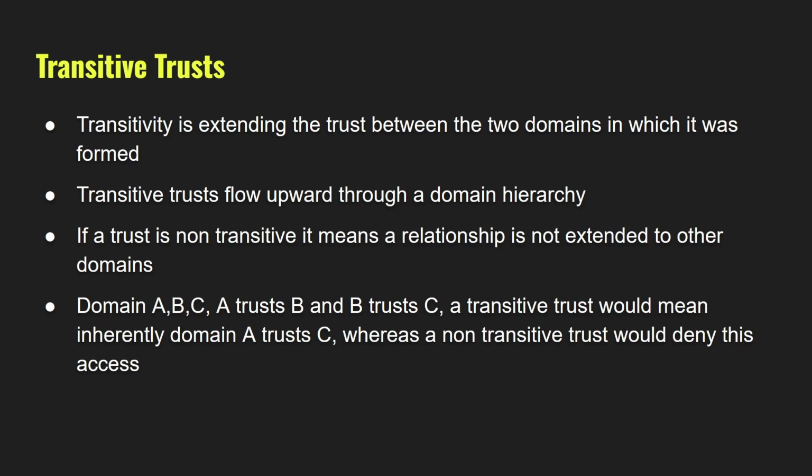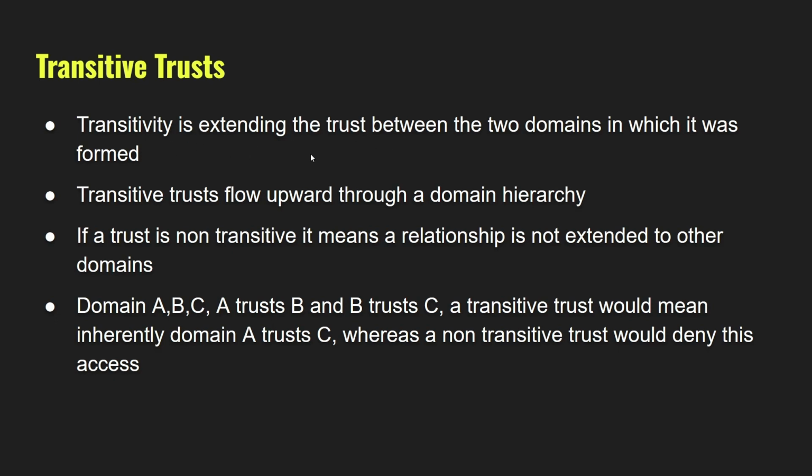So, transitivity between trusts, we've mentioned it quite a bit, and we're going to go over it now. Transitivity is extending the trust between the two domains in which it was formed. Generally, a trust can only be formed with two entities, one of them trusting the other, or either of them trusting each other. Transitivity just refers to the trust being extended beyond the two.